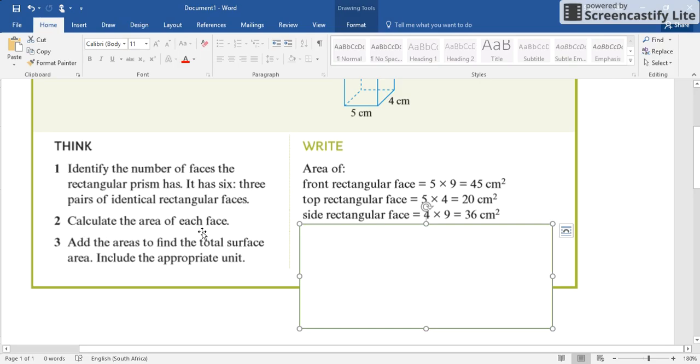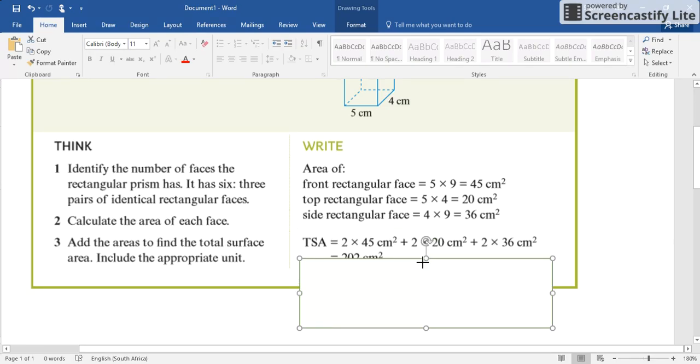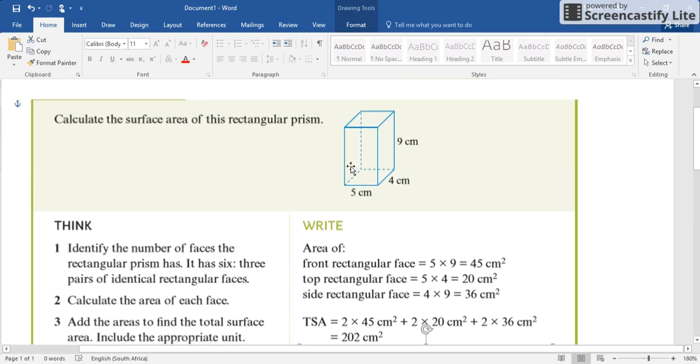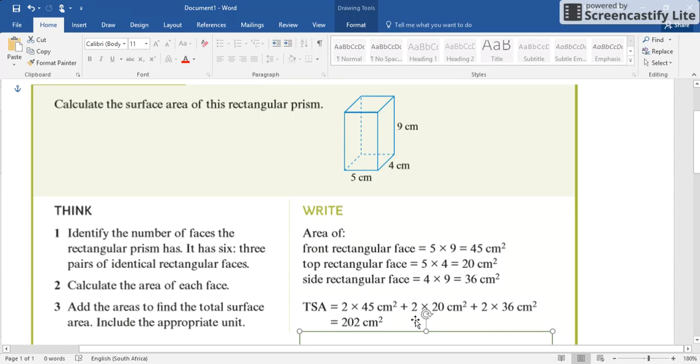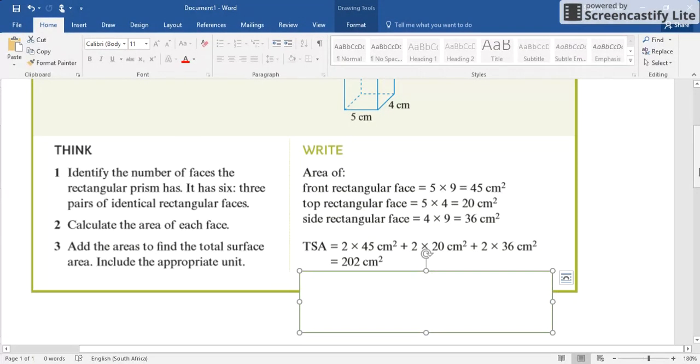Now, it says calculate the area of each face. We've done that. Now add the areas to find the total surface. So this is how we do it. We go TSA, which stands for total surface area, and I want you to do this, equals 2 times 45 centimeters squared, because we had a front and we had a back. So it's 2 times those. We've got 2 times 20 centimeters squared, so we've got the top and the bottom, plus 2 times 36 centimeters squared, which were your sides. And your equal sign is underneath, 202 centimeters squared. So that is how I want it set out. So now I want you to go ahead and give it a go.